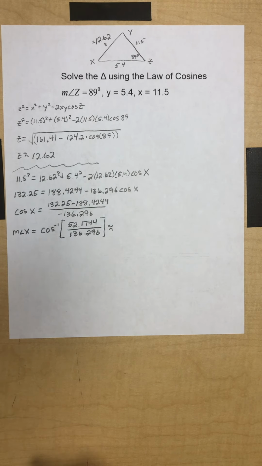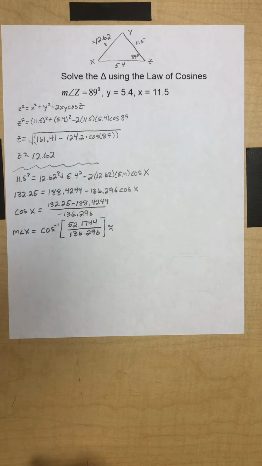Okay, so let's see. Same process we did here, we'll do down here, except we're doing it for angle y. So if I'm looking for angle y, I've got to start with 5.4. So we have 5.4 squared equals the other two squared and added together, 12.62 squared plus 11.5 squared minus 2 times 12.62 times 11.5 times the cosine of angle y.